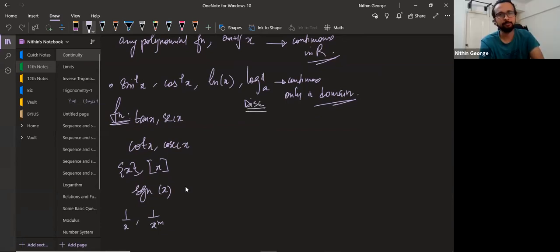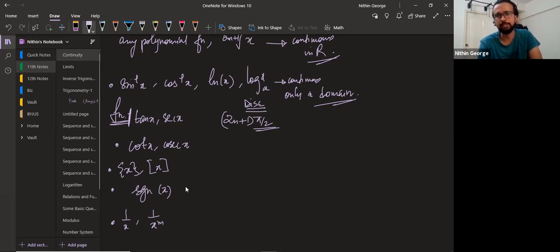Okay, I've given a few functions here. Tell me where they are discontinuous. Tan x and sec x, where will they be discontinuous? Tan x is sin x by cos x, sec x is 1 by cos x. Basically, whenever cos x becomes 0, tan x and sec x become discontinuous. When does cos x become 0? We just discussed it right now. Odd multiples of pi by 2.